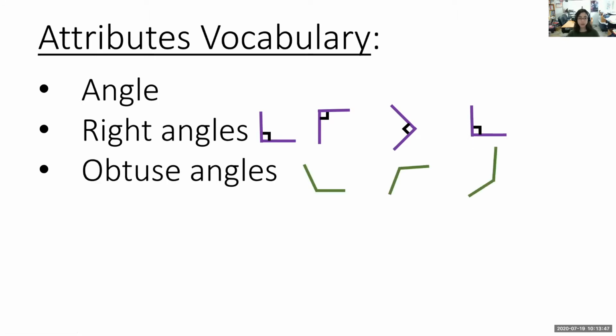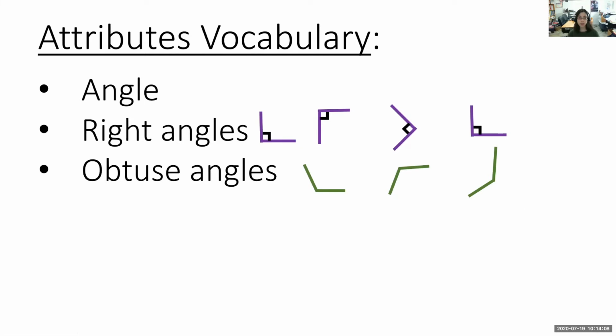There's also something known as obtuse angles, and obtuse angles are larger than right angles. If a right angle is a capital L, so it would go right about here, then an obtuse angle is even larger, so it opens up even wider. These 2 are also obtuse angles. So obtuse angles are larger than right angles.